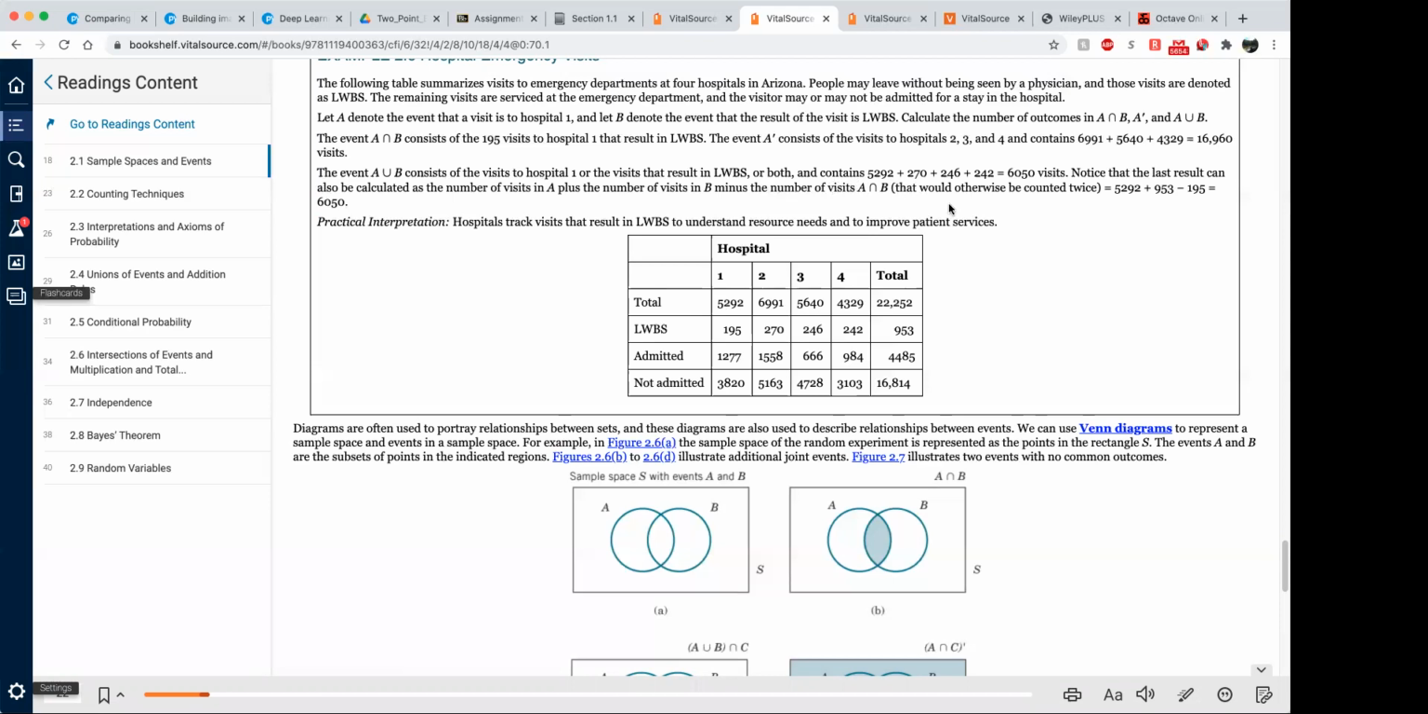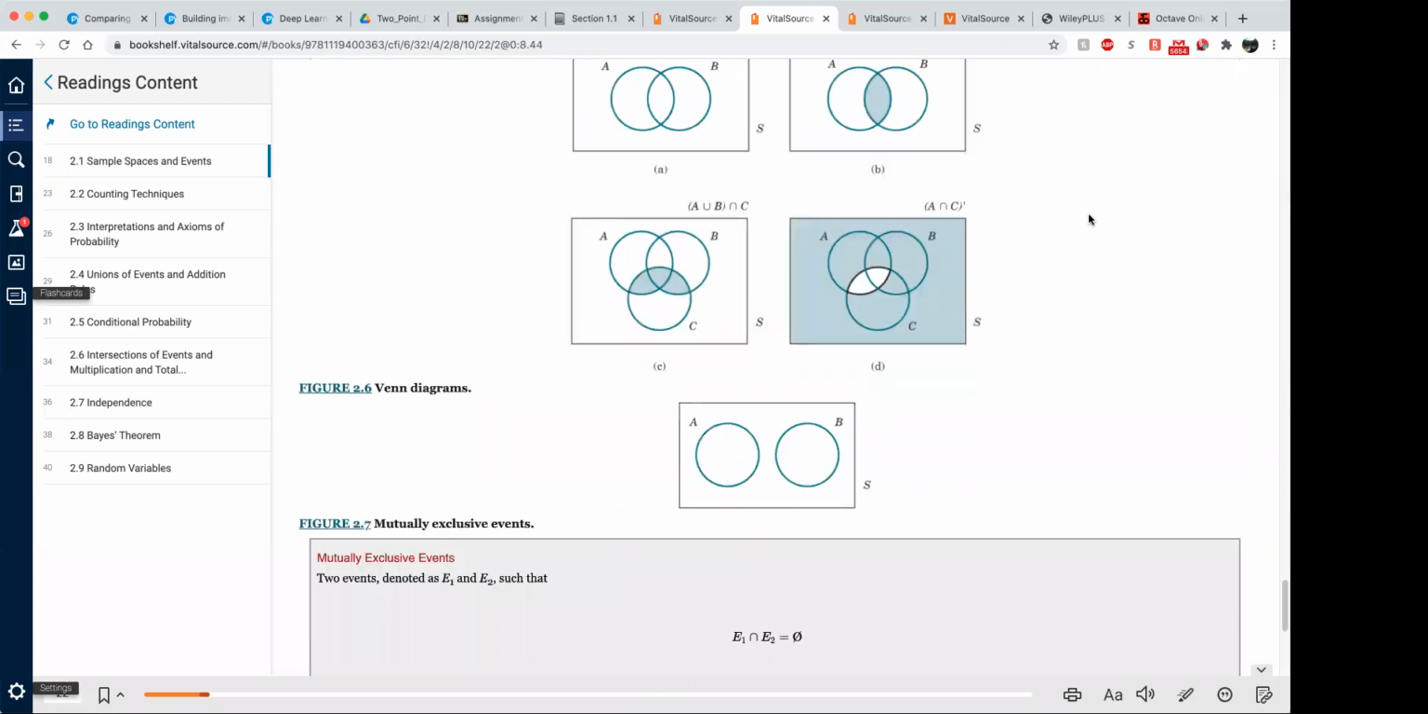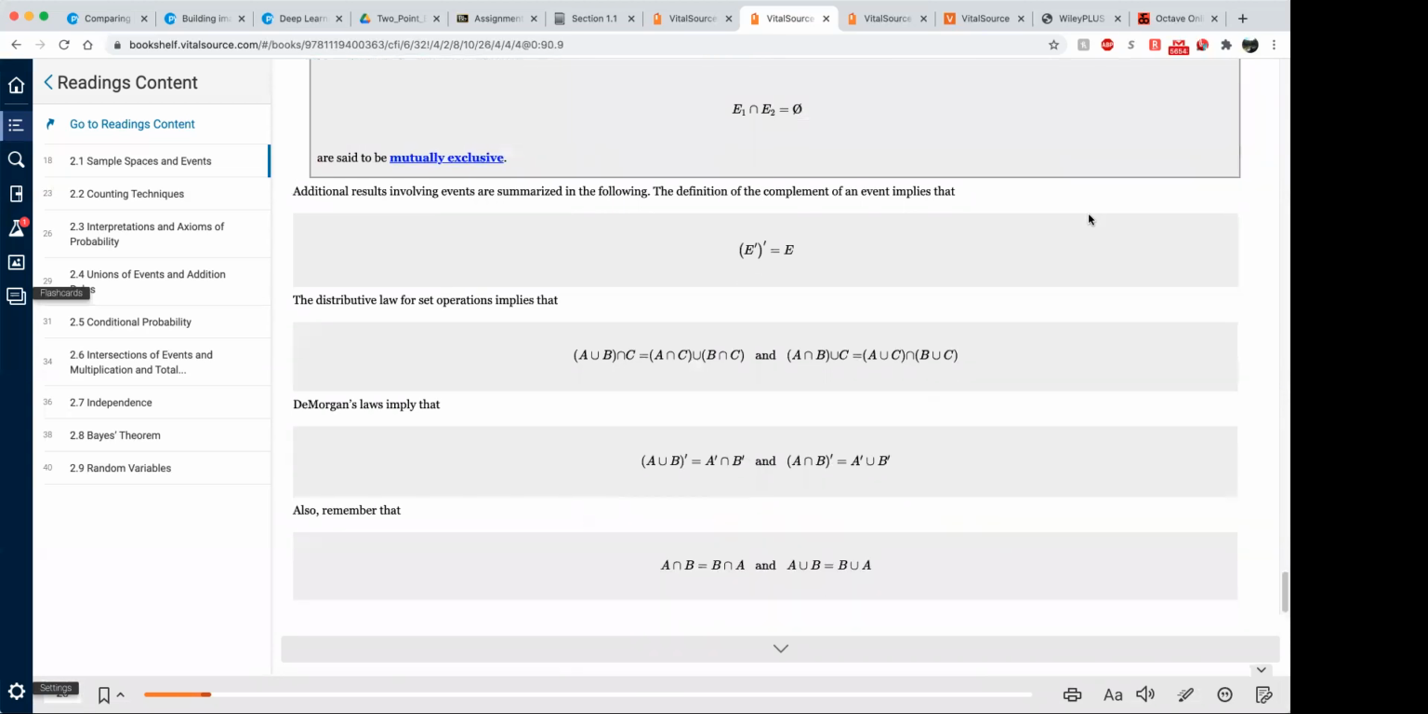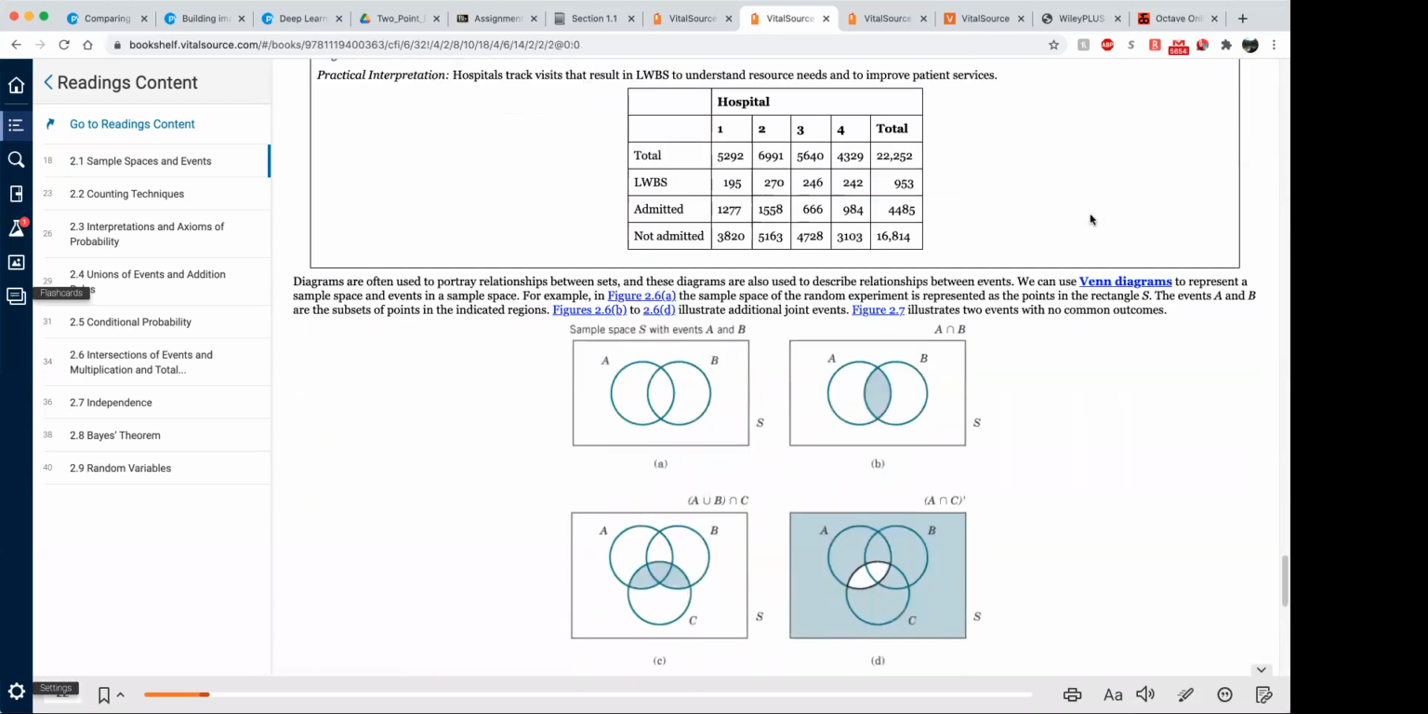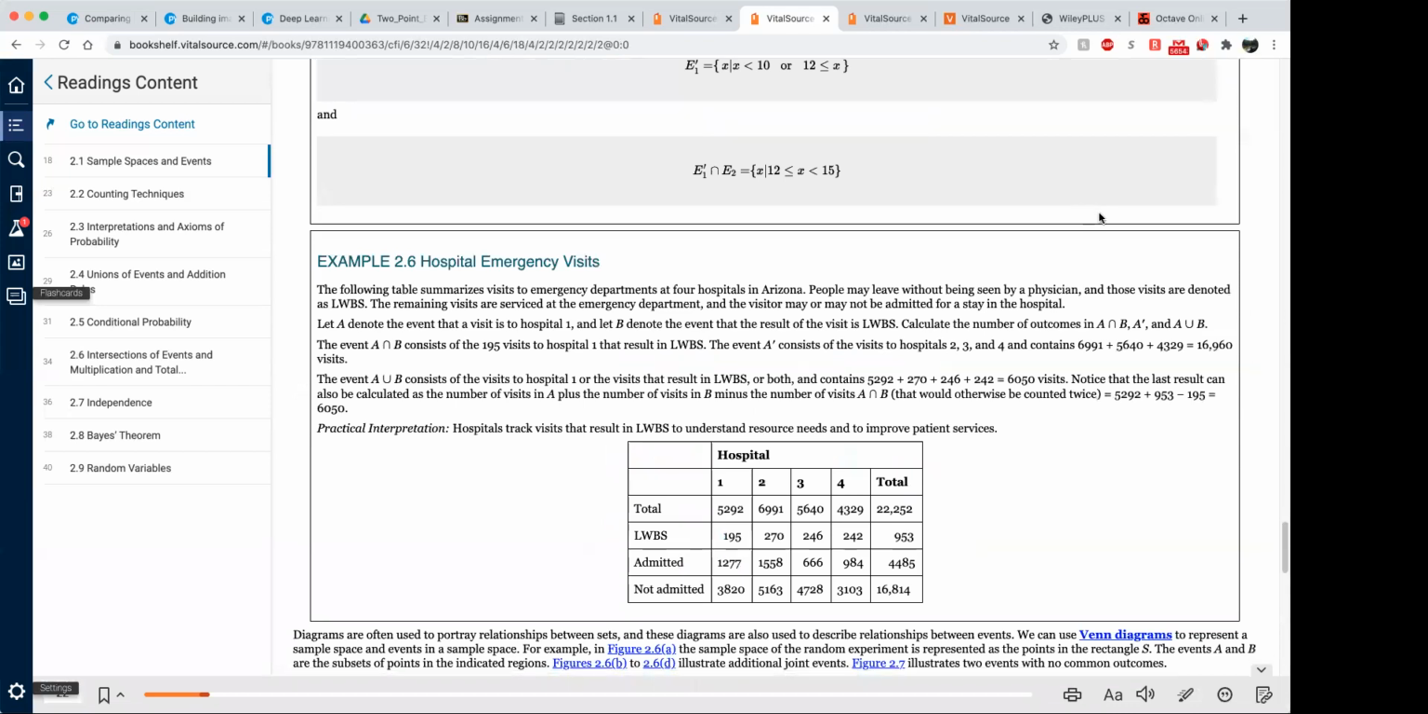Okay, so keep in mind when you figure out A union B, you have to subtract the overlap. So when you add this, this is A union B, that is equal to the number of A.